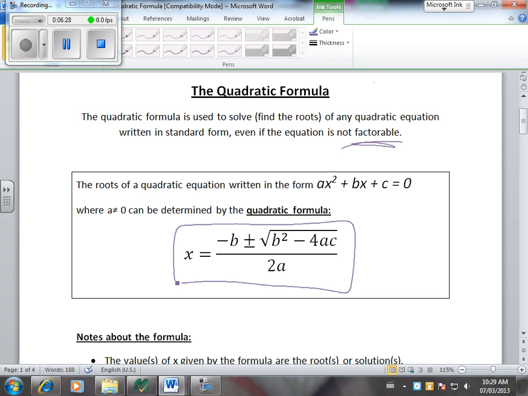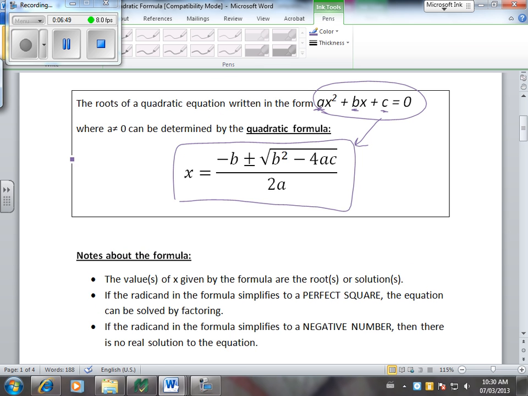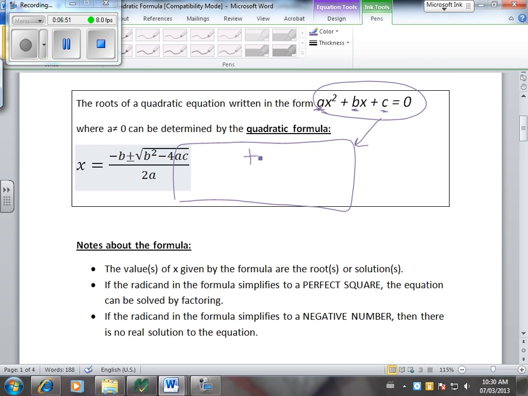And the quadratic formula is this: x equals negative b plus or minus the square root of b squared minus 4ac, over 2a. And please don't memorize this. You'll be given this on any test, okay? But you need to be written in standard form. So you need your ax squared, bx, and c in order to plug it into this formula. So for the formula, you get values of x.